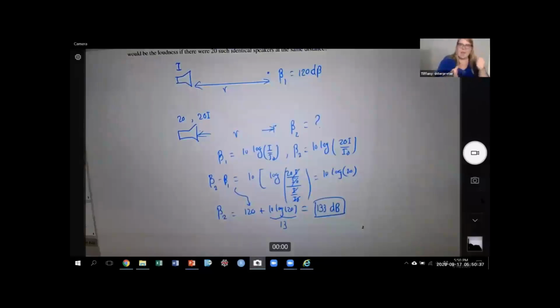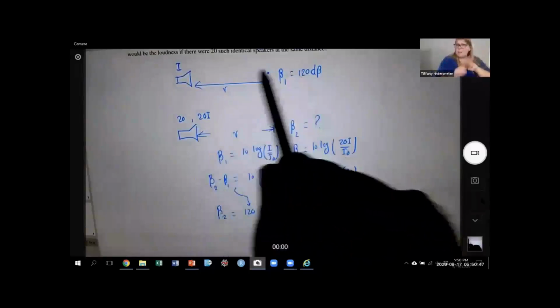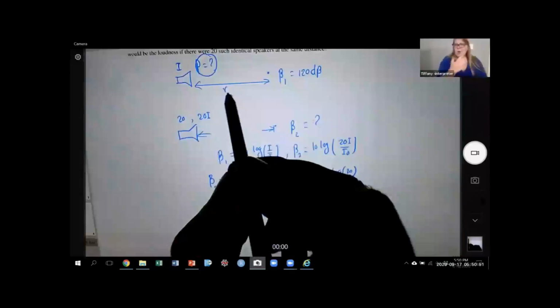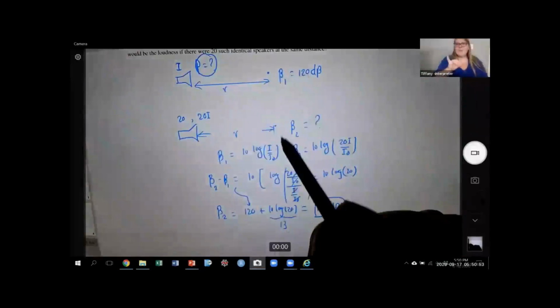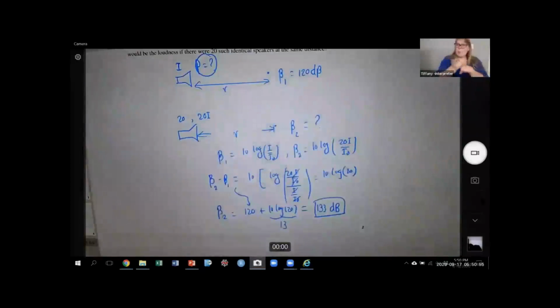Do you know the distance? No. Yeah, so if you know the distance, you could solve beta 2 directly by finding the power from here. First find the power, right? The speaker power. And if you know the distance, then you can directly use this formula to find the beta 2. But in this problem, the distance is not given, so you cannot do that.